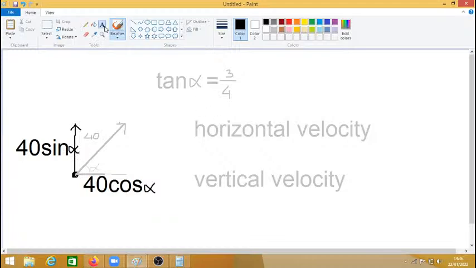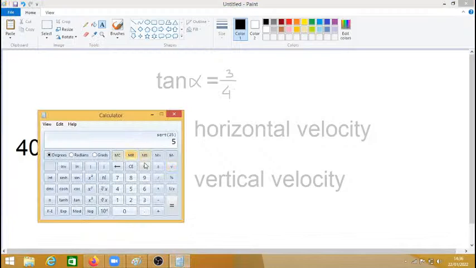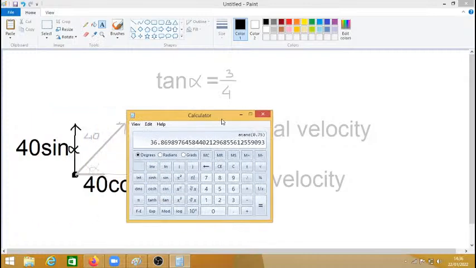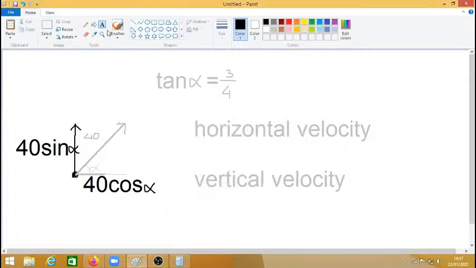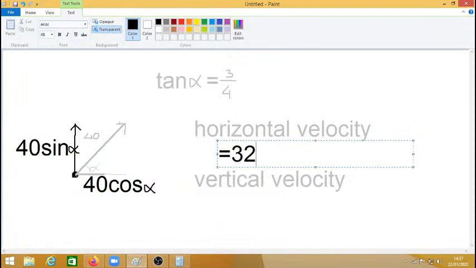So let's work those out as a number because alpha is known. The first thing we're going to do is grab a calculator and inverse tan 3/4. So 3 divided by 4, and then you can inverse tan that. So you get your angle alpha. And then to get the horizontal component, we're going to do cos of that, which gives you 0.8, and then times that by 40, which gives you 32. So we can say the horizontal velocity is equal to 32.